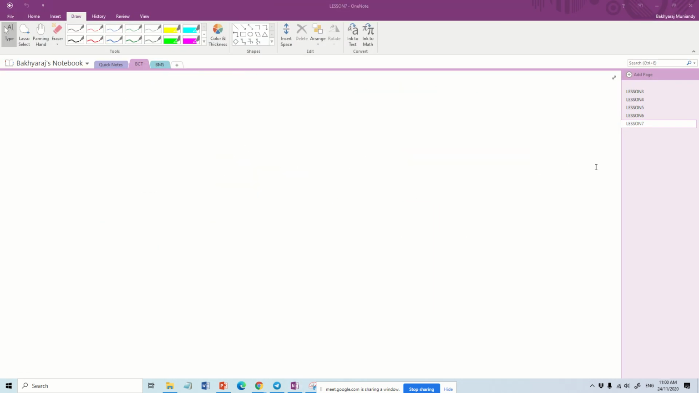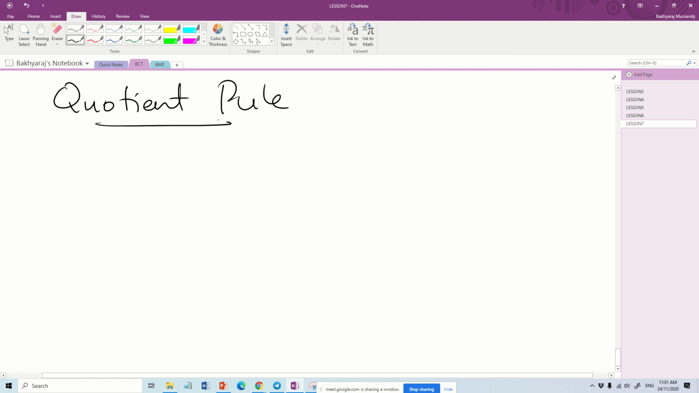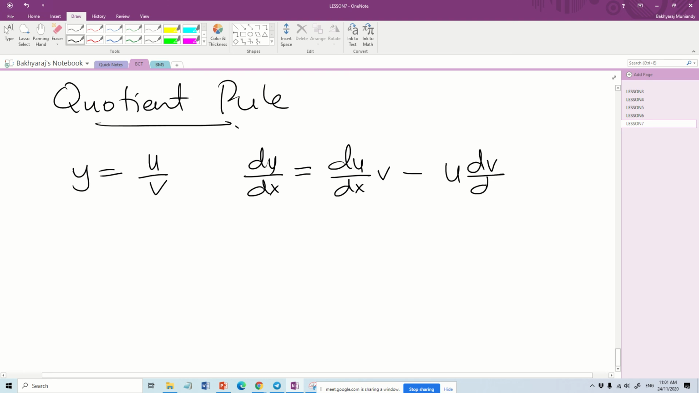Okay, so next kita sambung dengan quotient rule. Quotient rule ialah bahagi, y equal u over v. Okay, kita nak bahagi dah. So what is the formula? Formula is dy dx equal du dx v tolak u dv dx and then over v square. Ini formula dia.